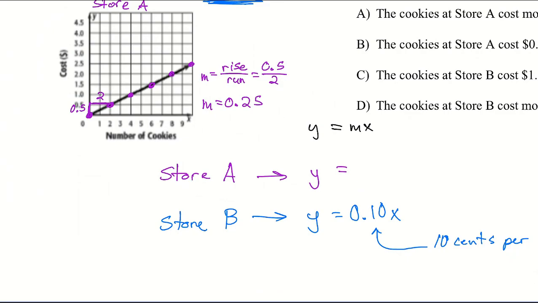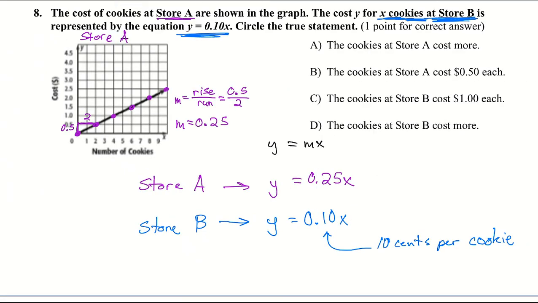All right, so 0.25. What is true about this? Let's see. A, it says the cookies at store A cost more. Well, is 25 cents more than 10 cents? Yep. So A should be the answer.